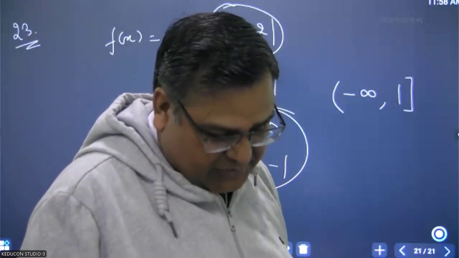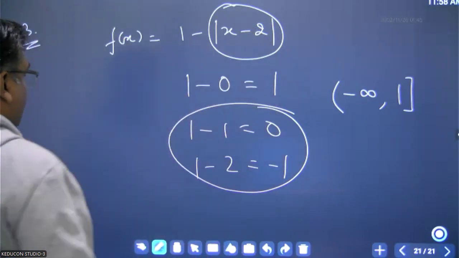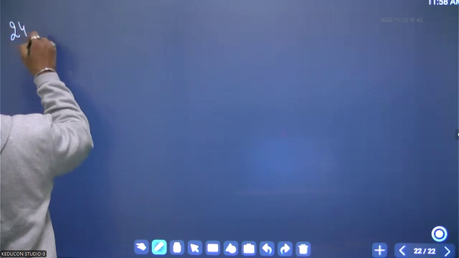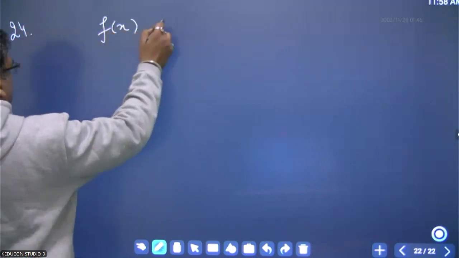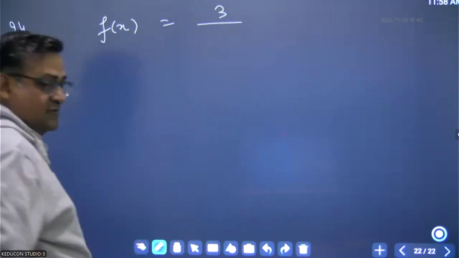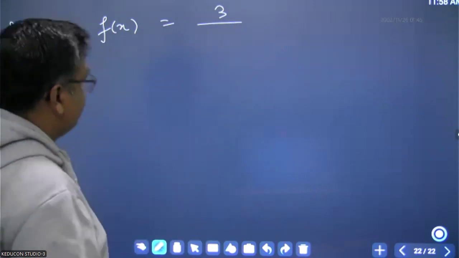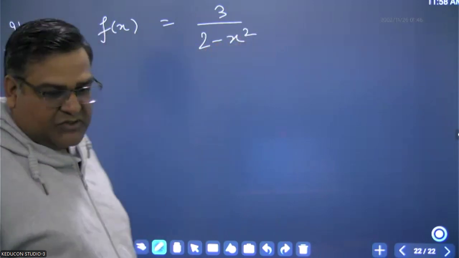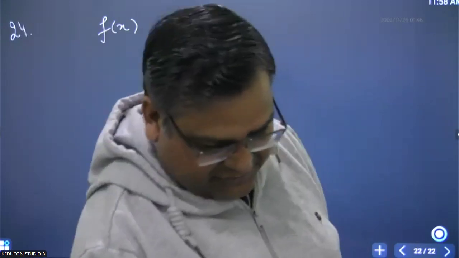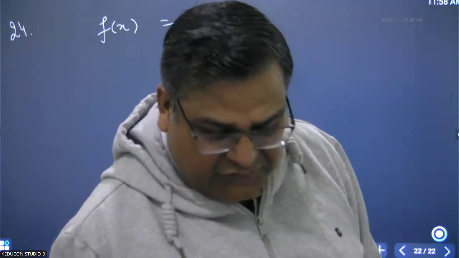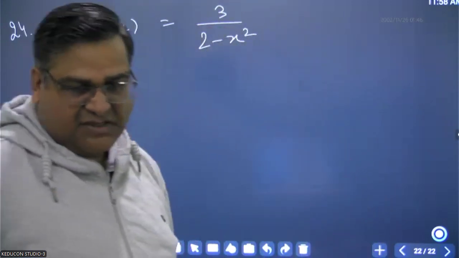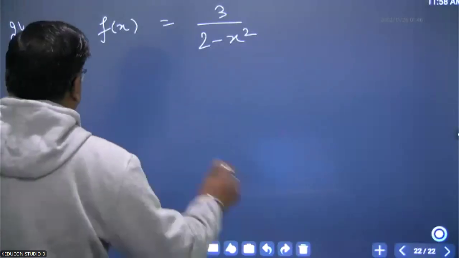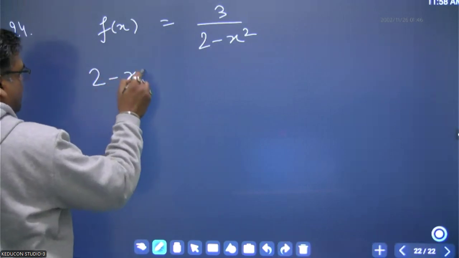Now comes to the question number 24. Question number 24. 3 over 2 minus x square. You have to find the range of the function. Yes. Can you find the range of this function, student? रेंज के लिए सबसे पहले आपको डोमेन फाइंड आउट करनी पड़ेगी, राइट? सी हाउ टू डू दिस. Find the domain of this function.